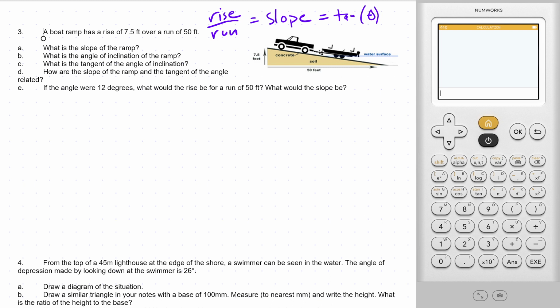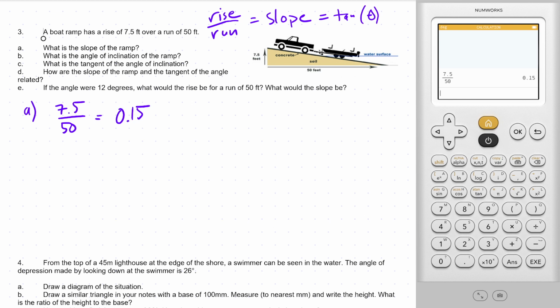And so when I ask what is the slope of the ramp, well, you're given the rise over the run. And so for part A, we'll say, well, the slope is 7.5, which is the rise, divided by 50, which is the run. And you can just go ahead and type that in a calculator, and we get 0.15. So that's the slope of the ramp.